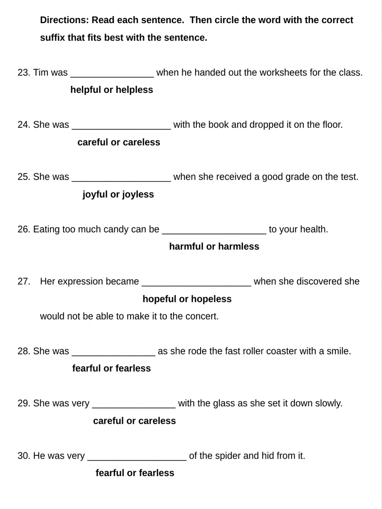Now you're going to read each sentence and circle the word with the correct suffix that fits best with the sentence. Number 23. Tim was blank when he handed out the worksheets for the class. Helpful or helpless? Number 24. She was blank with the book and dropped it on the floor. Careful or careless? Number 25. She was blank when she received a good grade on the test. Joyful or joyless?